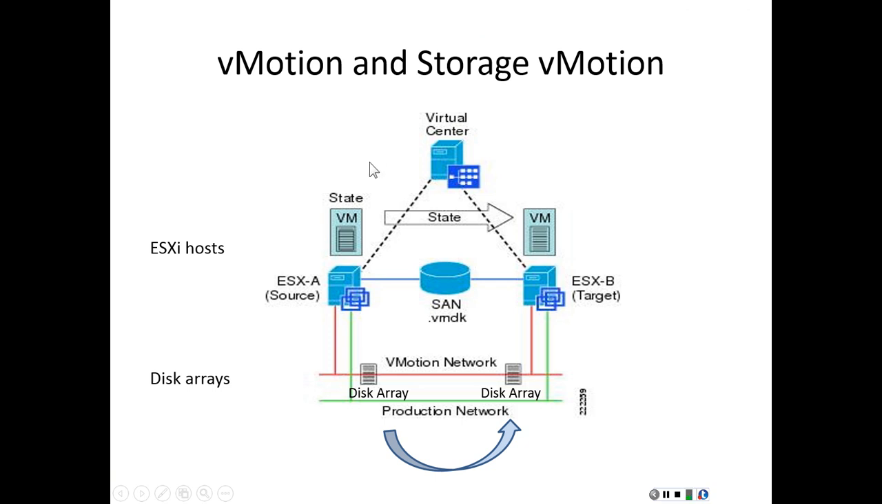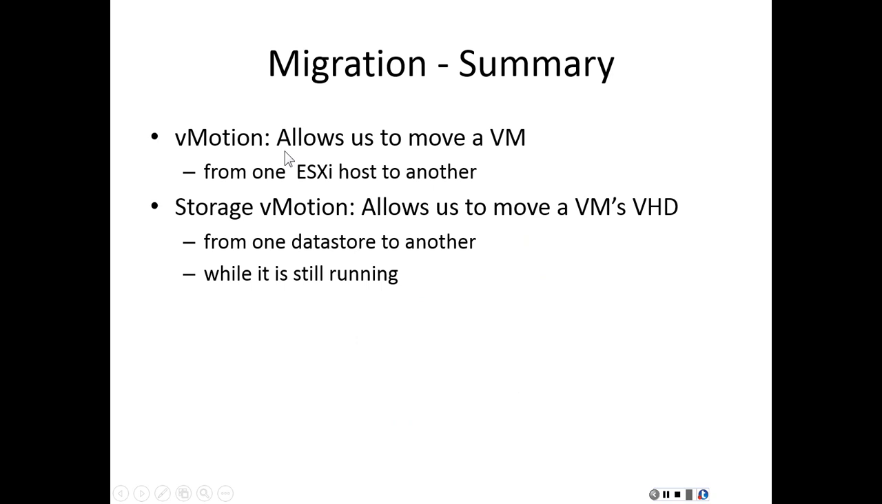vMotion, storage vMotion. vMotion moves the running virtual machine from one ESXi host to the other. Storage vMotion moves the virtual hard disk from one disk array to the other. In summary, vMotion allows us to move a virtual machine from one ESXi host to the other. Storage vMotion allows us to move the virtual hard disk from one data store to the other while the virtual machine is still running. And this concludes our video on migration.